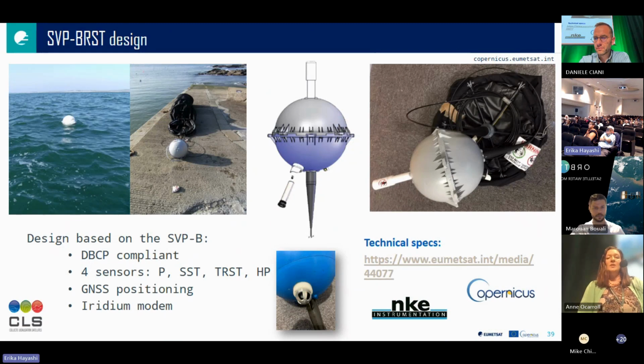So for the trusted buoys, this is based on the WMO DBCP standard, so the SVP, but the trusted ones are called the BRST design. But it's basically the same, but it has an additional detachable sensor module, which includes both a high resolution SST sensor, so HRSST2, but in the trusted project, we're defining this as a TRST, plus a hydrostatic pressure sensor for looking at the depth of the buoy. If you want some more technical specifications, you can go to those links.